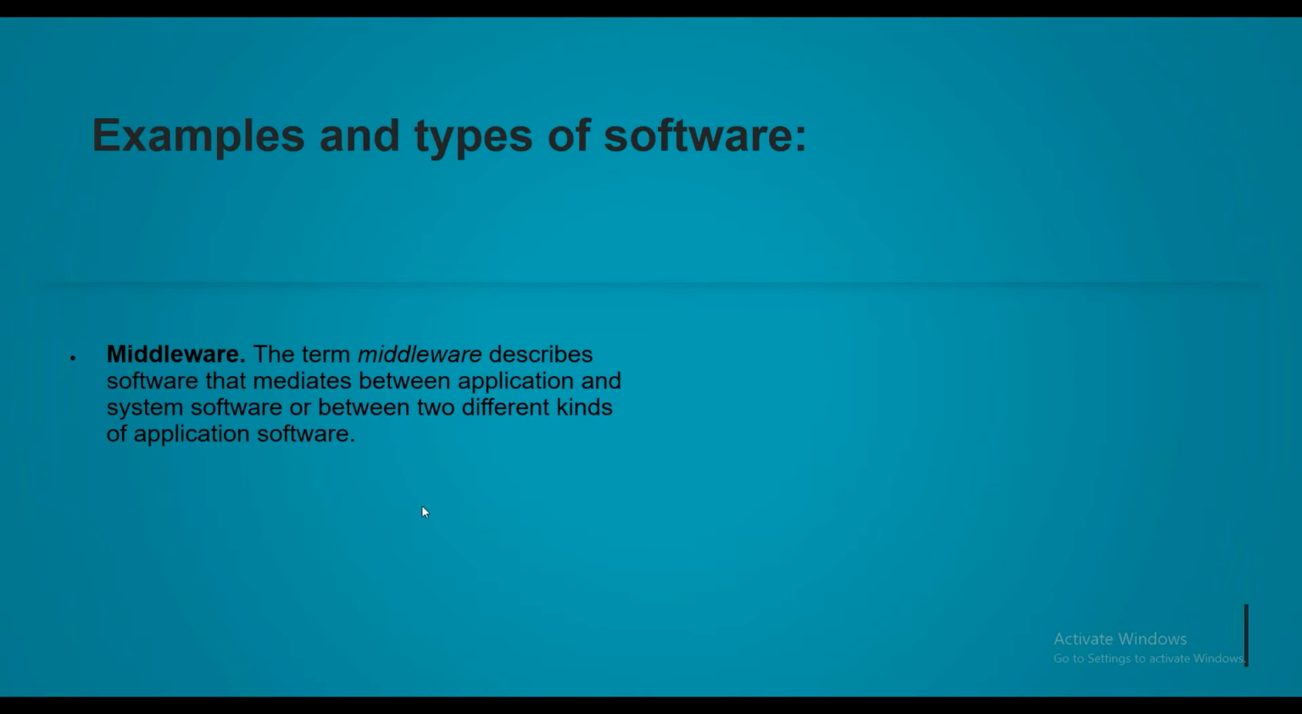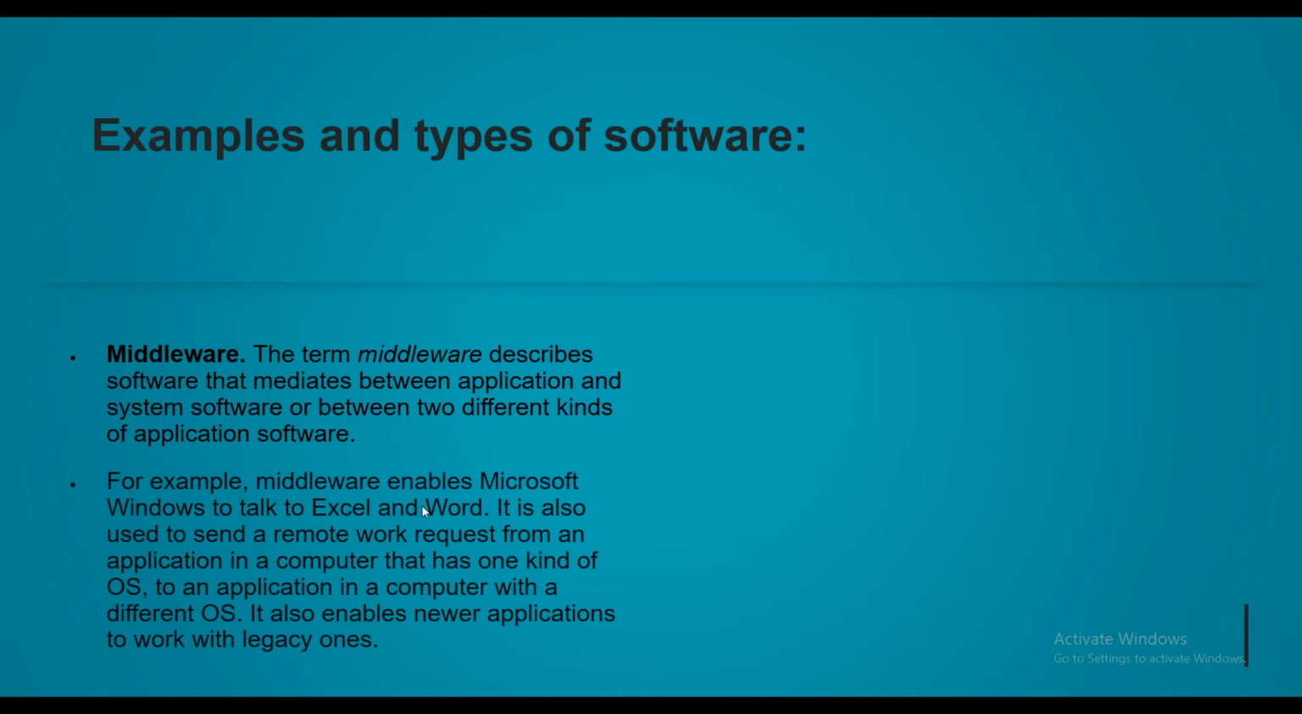The fourth type is middleware. The term middleware describes the software that mediates between application and system software, or between two different kinds of application software. For example, middleware enables Microsoft Windows to talk to Excel and Word. It is also used to send a remote work request from an application on a computer that has one kind of operating system to an application on a computer with a different operating system. It also enables newer applications to work with legacy ones.